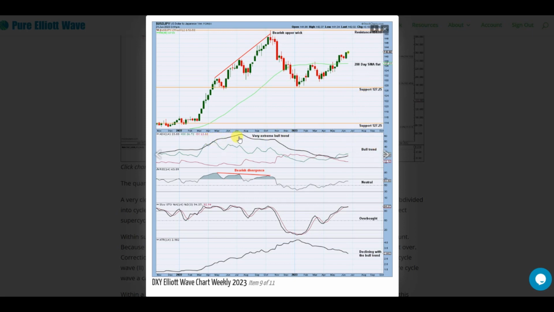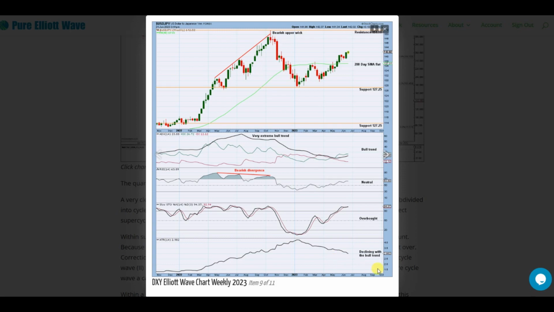ADX reversed from the very extreme bull trend, has recovered and is now showing another bull trend in its early stages with much more to go. RSI is neutral and has not yet reached overbought with the new bull trend. Stochastics are overbought and ATR is declining with the new bull trend.